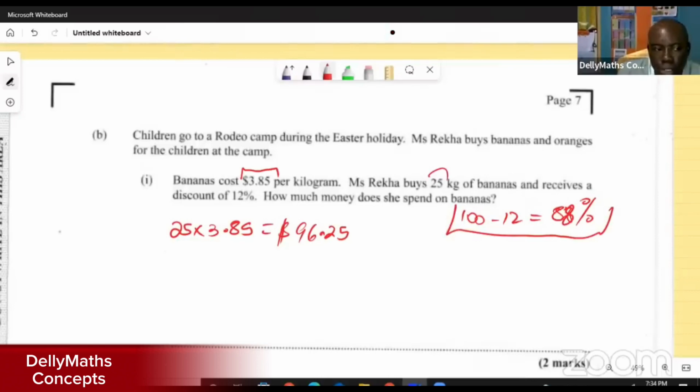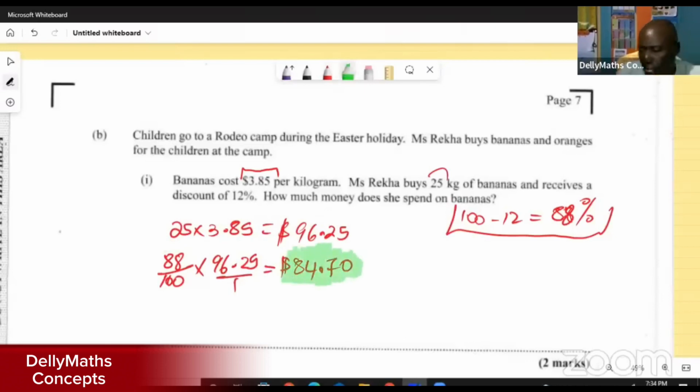And then I work another approach. So we are suggesting that if we find 88% of the $96.25, it's going to tell us the money at 12% discount, because that is why we would work it at 88, because 12 from 100 is 88. So let us work out that. 0.88 times $96.25. And this would have given us $84.70. So after she got the discount, she would have paid that. But that is just one approach.